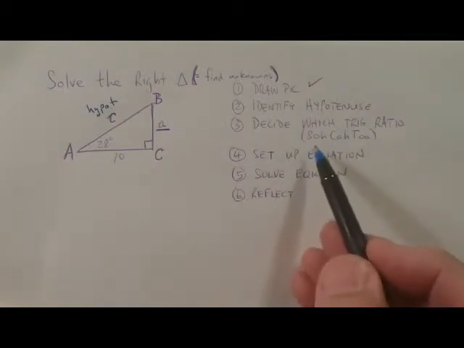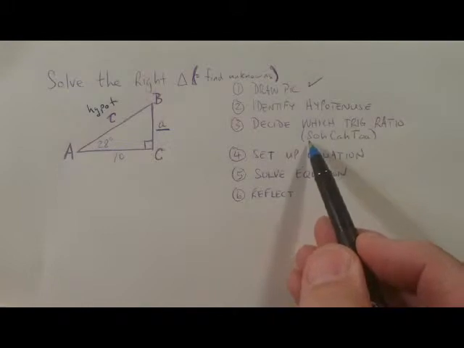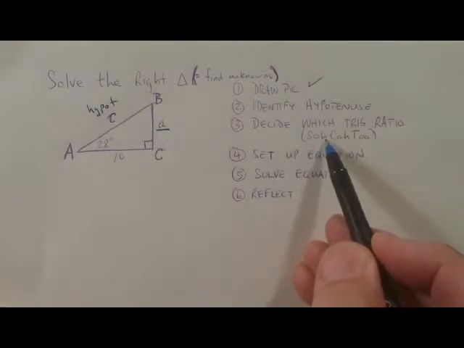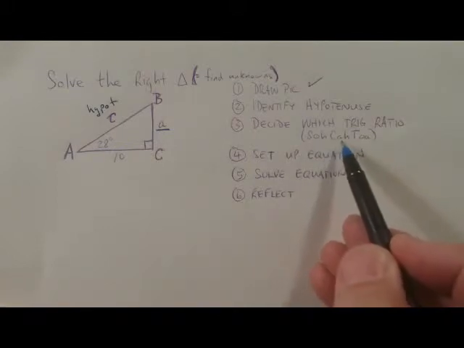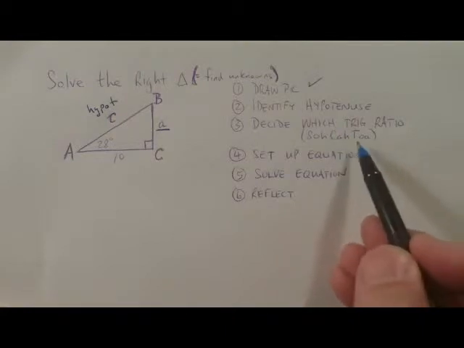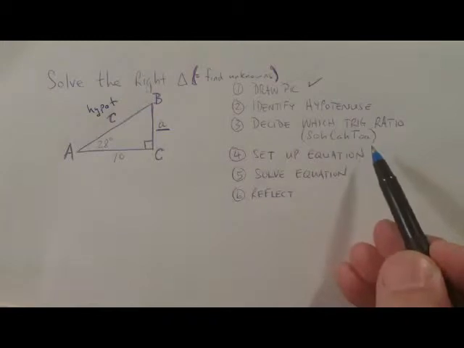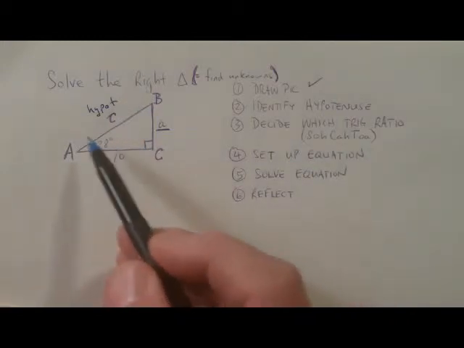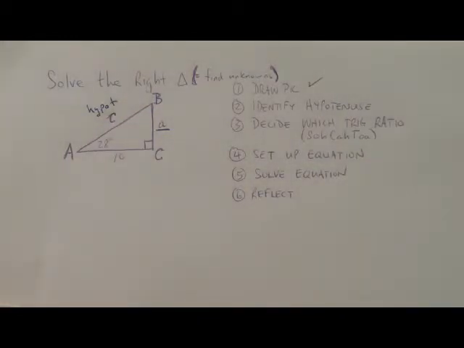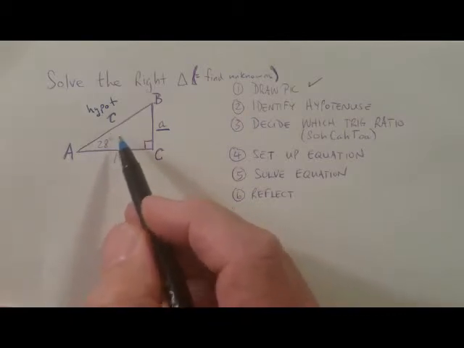Now we have this mnemonic, and what it means: sine is opposite over hypotenuse, cosine is adjacent over hypotenuse, and tangent is opposite over adjacent. Of course, we have to know which one's opposite, which one's adjacent, since we've already identified the hypotenuse. It depends on which angle I have.